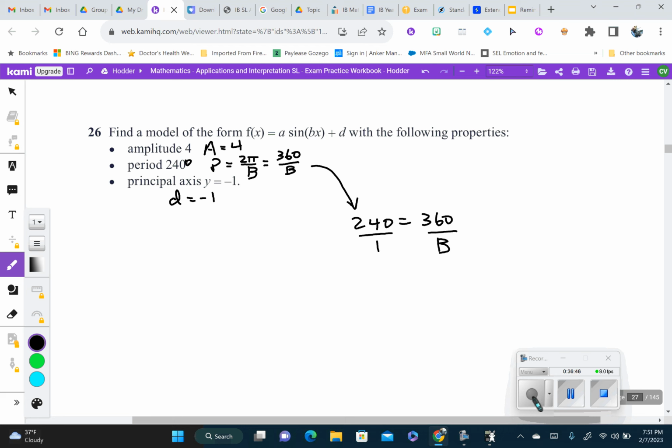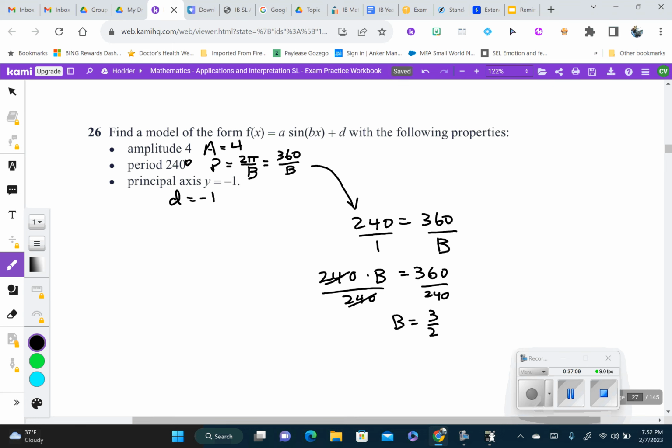To figure this out, you cross multiply. So you get b times 240, or 240b, is equal to 360. Divide both sides by 240, and you're going to get b is equal to 3 over 2. All right, so now we have our A, our B, and our D.